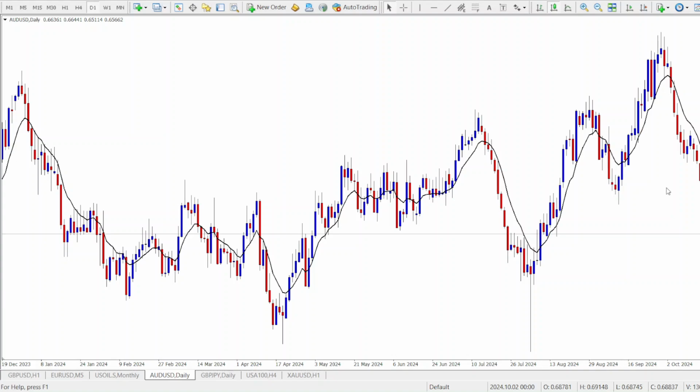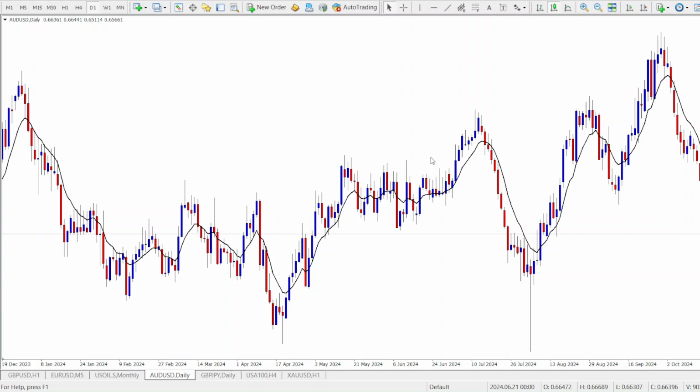Each of them has their strengths and weaknesses, so we will talk about when and why to use each. All right, so let's get to the part that everyone is waiting for. Let's get to the part where I feel you have been waiting for, and that is the exact best settings for the MA for swing trading.